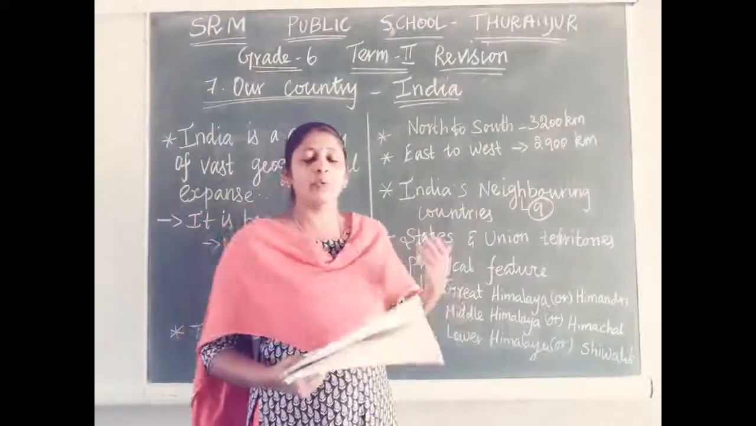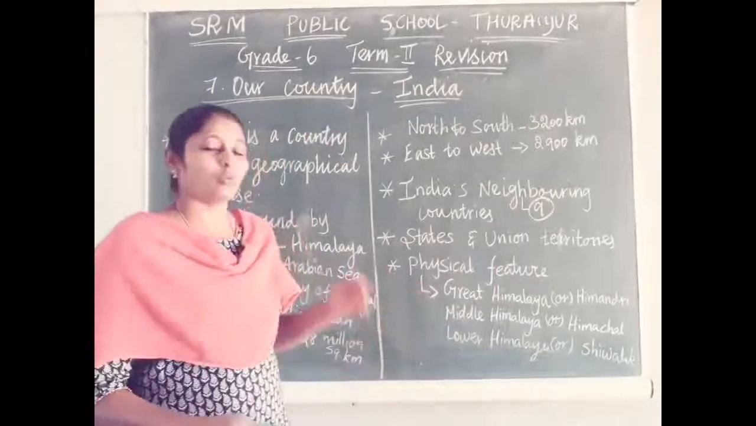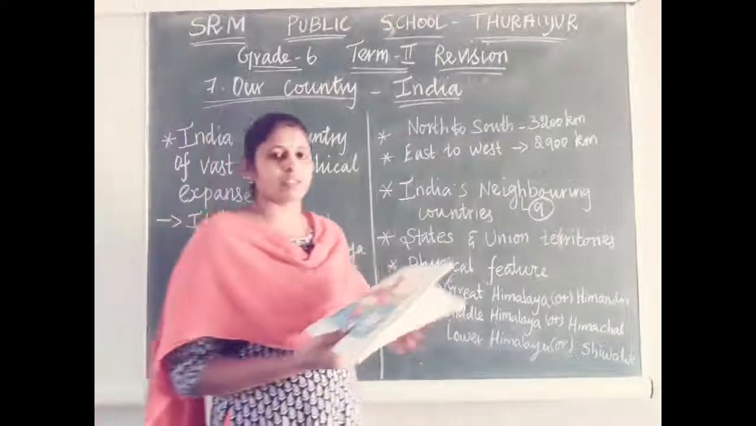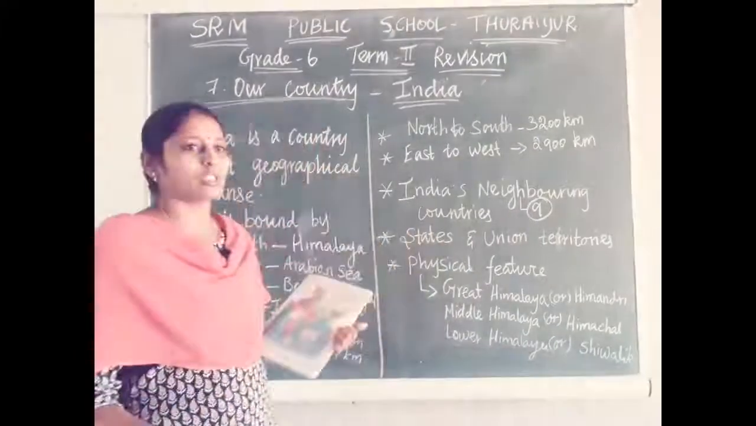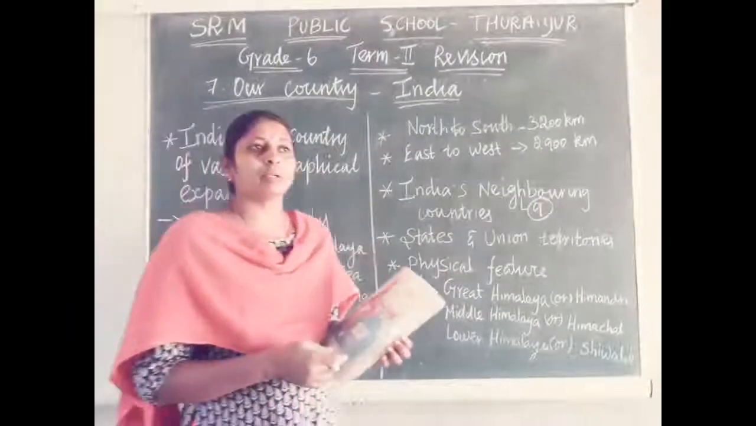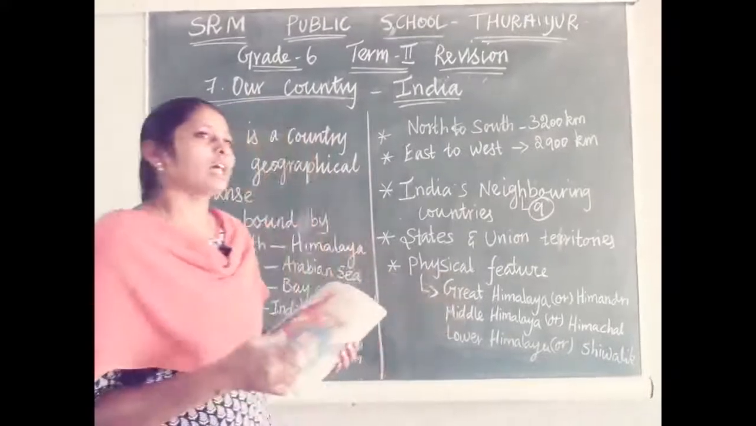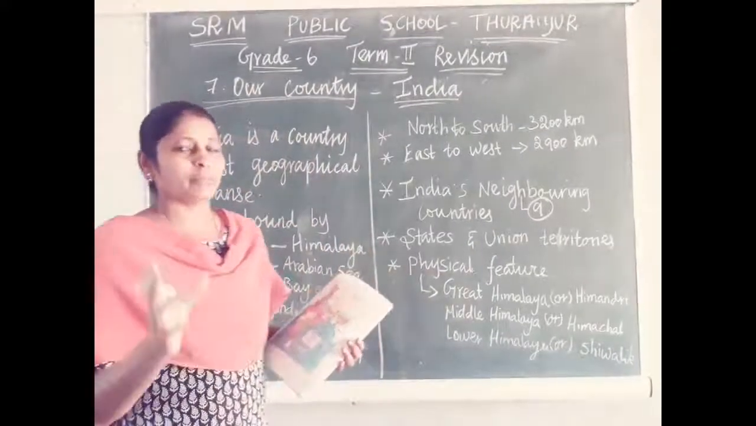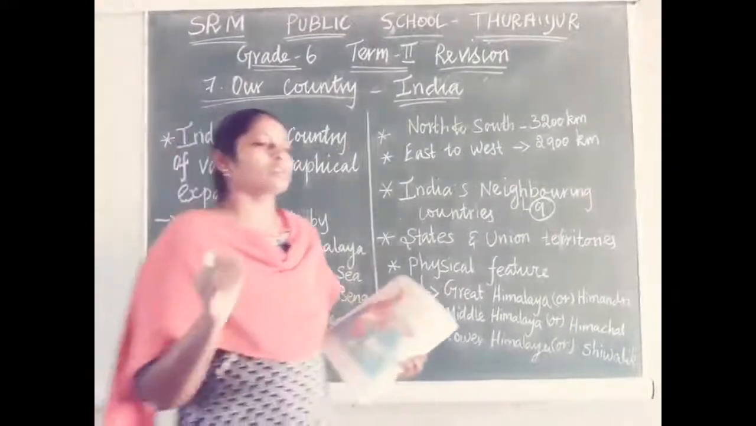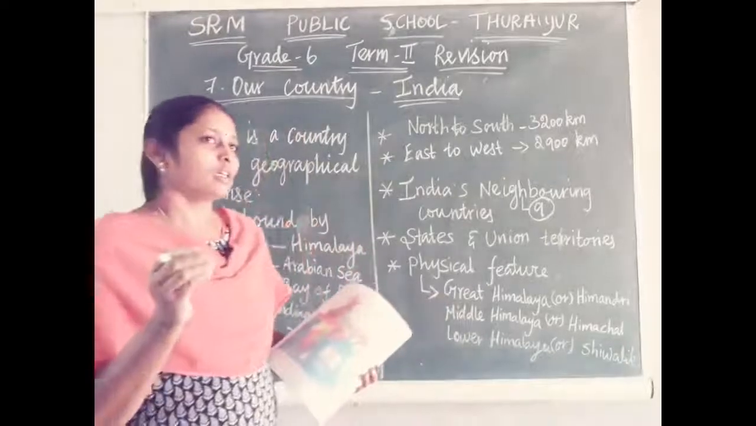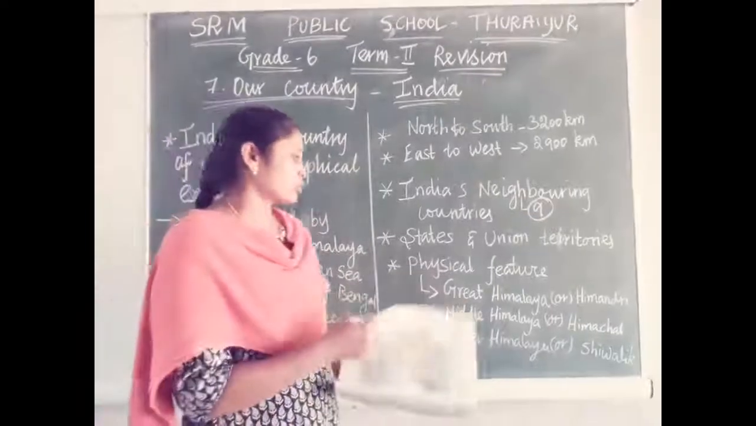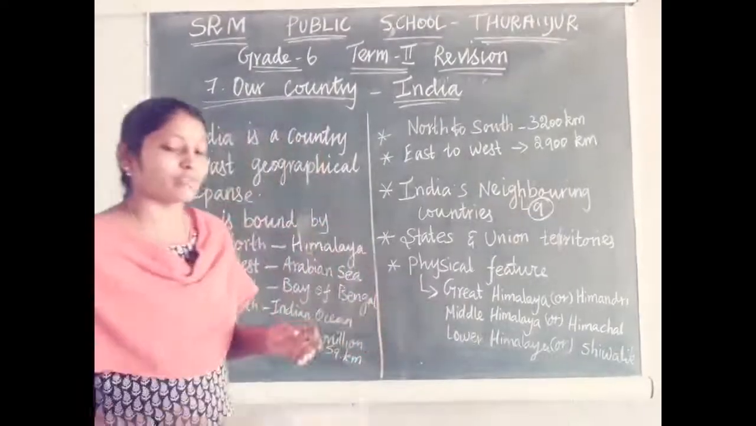Similarly, we have capitals for the union territories. The capital of Lakshadweep is Kavaratti. The capital of Puducherry is Puducherry. The capital of Andaman is Port Blair. Then Dadra and Nagar Haveli and Daman, then Delhi alone, Chandigarh alone. Ladakh is Leh, and Jammu and Kashmir is Srinagar. You should know all states and union territories without fail.